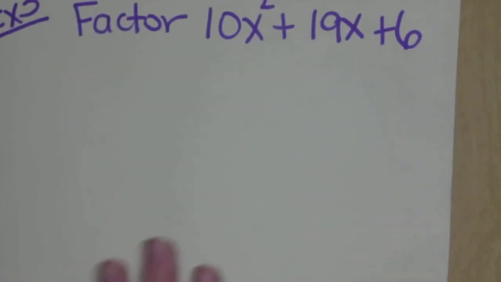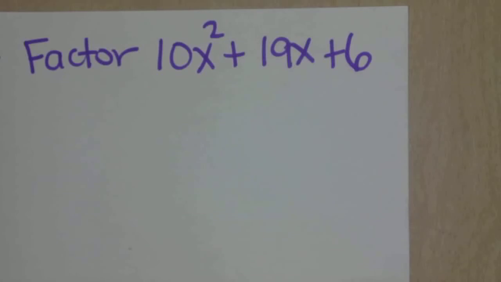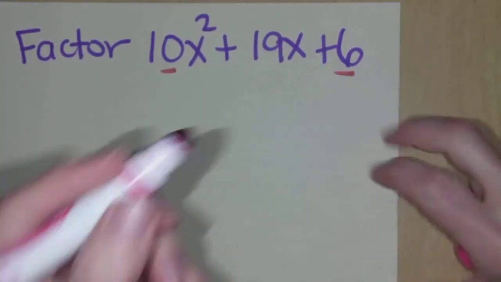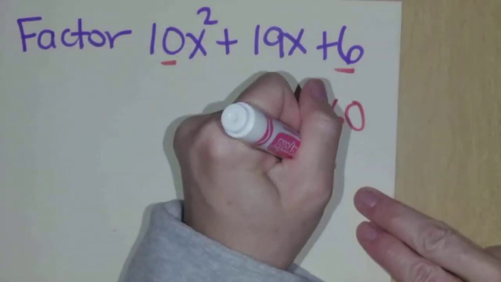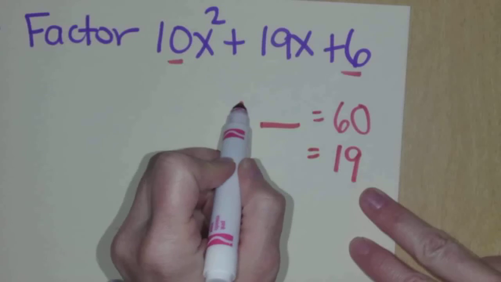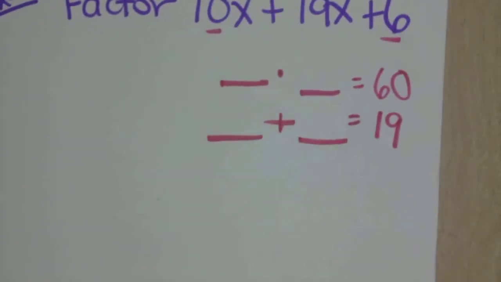Okay, and the last one here for this video, example 3, we're back to pluses. Factor 10x squared plus 19x plus 6. So, I'm going to go through it again. We're going to take that 10 times that 6. That's 60. And slide the 19 underneath. So I need two numbers that multiply to 60 but add to 19.